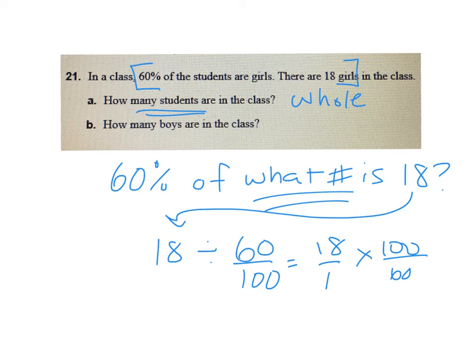Or you could do it the other way with the ratio table. Or you can set it up this way and solve your problem. Either way would work, and once you get those answers, that's how many students are in the class. How many boys are in the class? Now you're just flip-flopping what you just did.